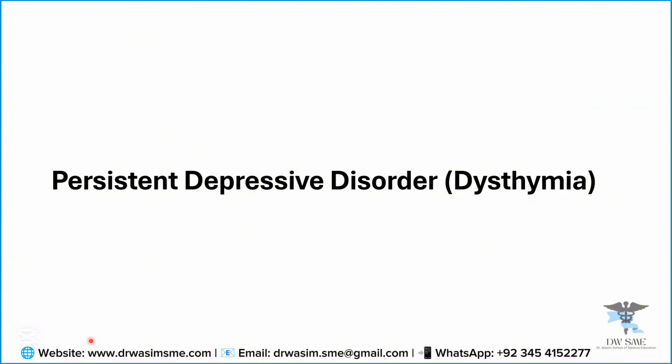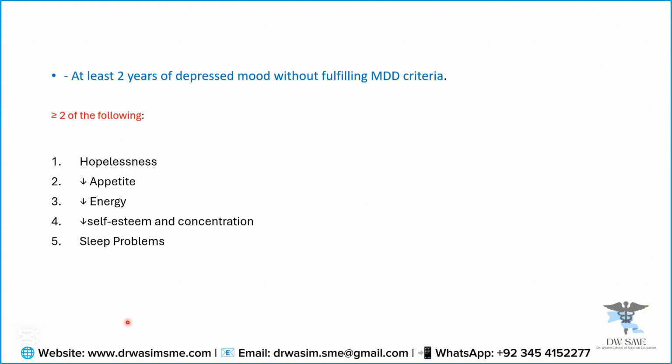In regards to persistent depressive disorder, which is also known as dysthymia, you should be aware that at least 2 years of depressed mood without fulfilling major depressive criteria is needed to verify the diagnosis. The patient may have 2 or more of the following symptoms, such as hopelessness, decreased appetite, decreased energy, as well as decreased self-esteem and concentration. Those patients might also present with sleep problems. So having 2 or more of those listed symptoms, as well as at least 2 years of depressed mood, is needed to diagnose those patients.